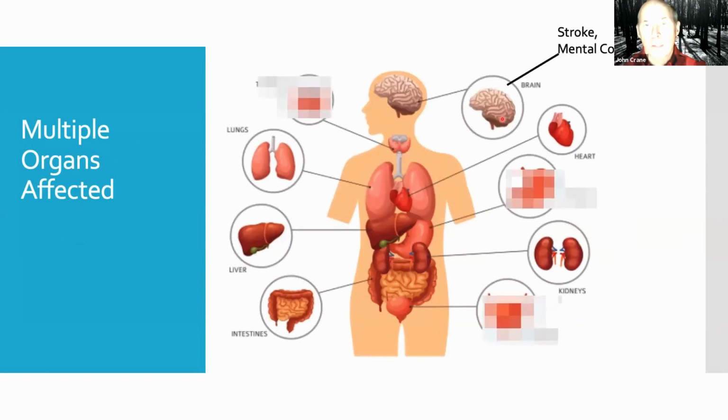In the brain, you can get stroke or mental confusion. It can affect your heart, causing viral myocarditis, which impairs your heart's ability to pump blood. It can affect the kidney with acute kidney injury or kidney failure, severe enough to require dialysis, and this can be permanent kidney failure. The intestinal tract is affected in some people with diarrhea. Almost everybody with COVID has an increase in their liver function tests, a blood test that's routinely done.